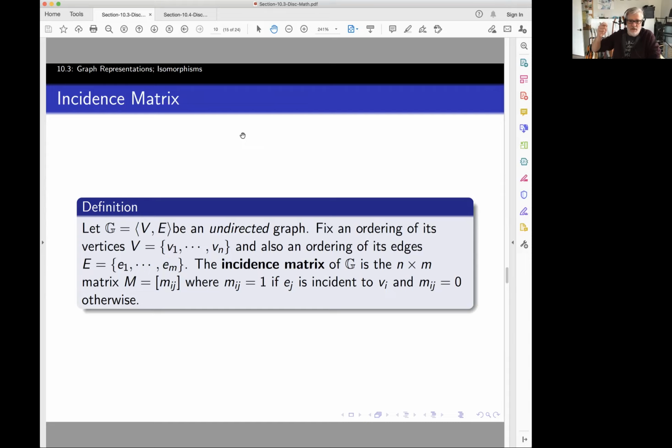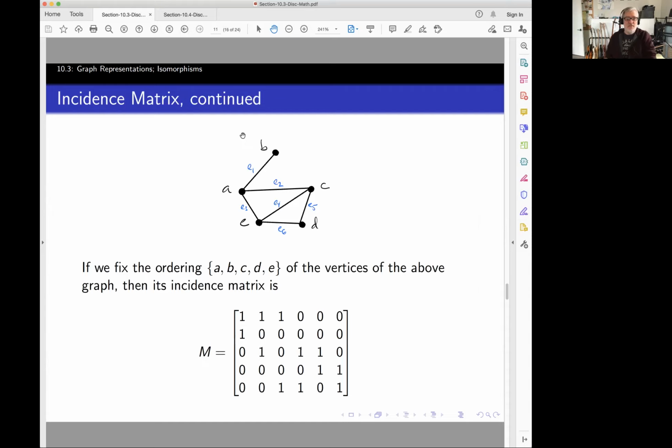the entry at row i, column j, is 1 if the edge Ej is incident to that vertex Vi, right? So you have vertices and edges, and you put a 1 if that edge is incident to that vertex, and 0 otherwise. So it's the same principle. It's not more complicated. Usually this matrix will be bigger because you'll have a lot of edges.